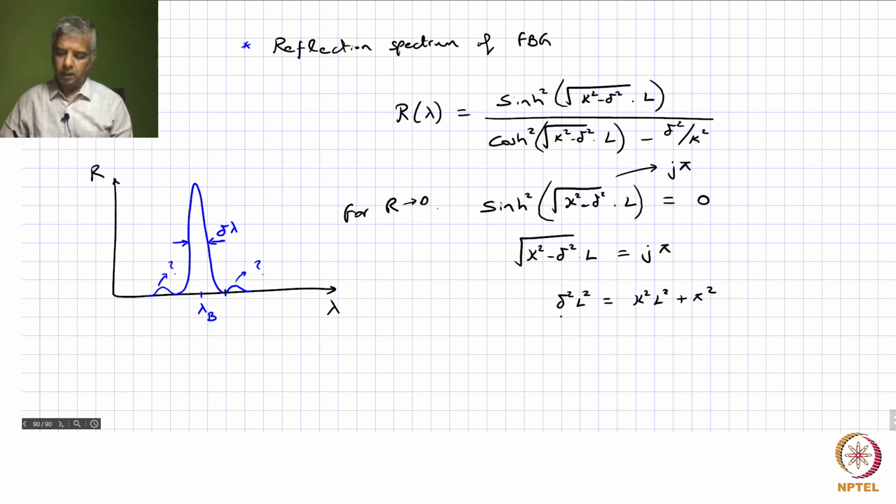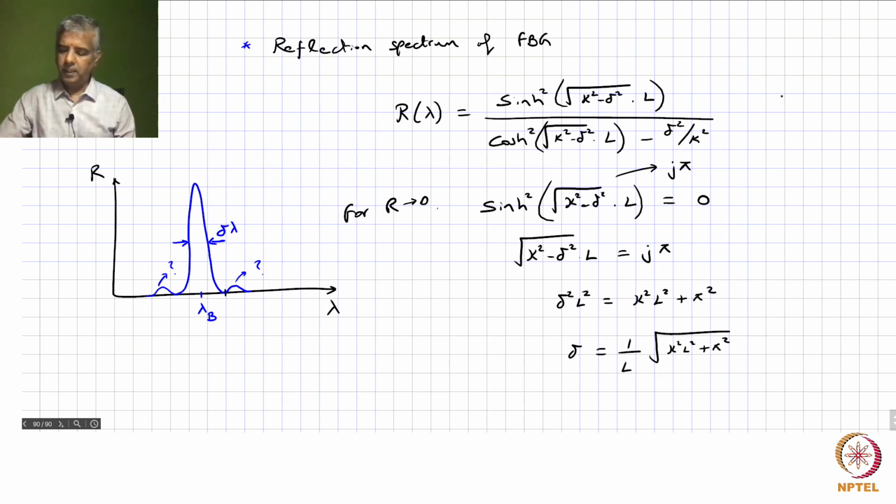Now we can further rearrange this, and we can say that delta is going to be equal to 1 over L root of kappa square L square plus pi square. But then the question is, what is delta?